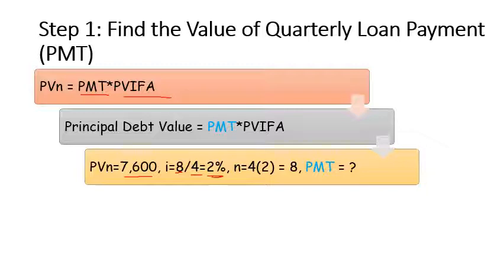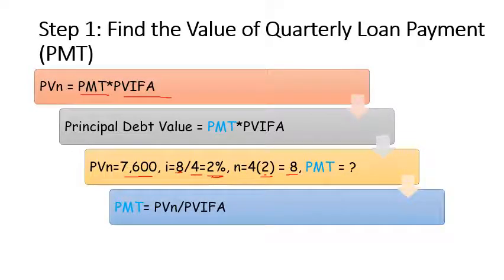And the number of periods will not be 2 years. It will be 8 quarters. How? We multiply the number of years times the number of quarters per year. So the number of periods will be 8. So how much will the amount of payment be? We will arrange this equation to be amount of payment equals present value of annuity over present value interest factor for annuity.